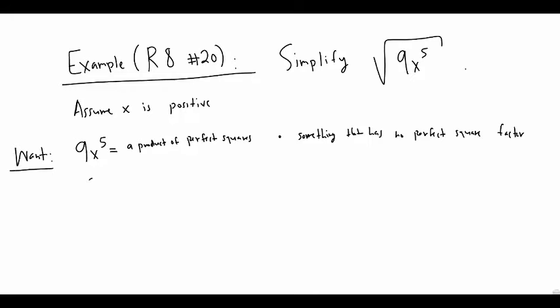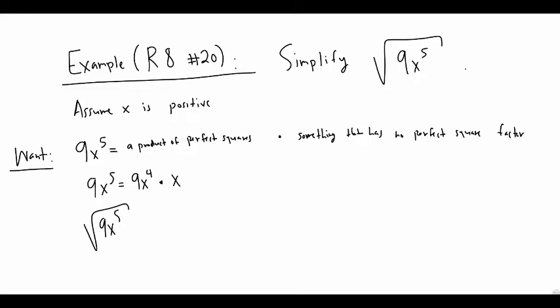And here we see that 9x to the 5 has, let's deal with the perfect squares. What perfect squares divide 9x to the 5? One is 9 itself. Another is x to the 4. And what remains is x, which has no perfect square factor in it. So we've accomplished our goal.